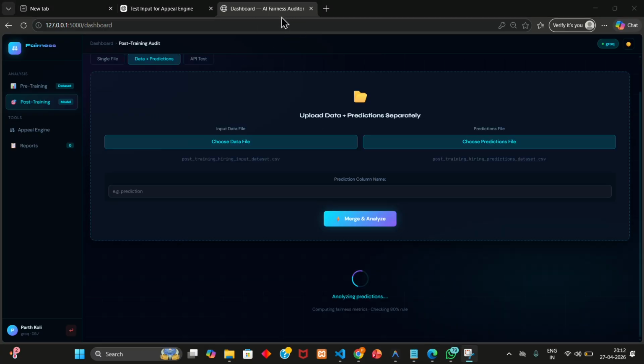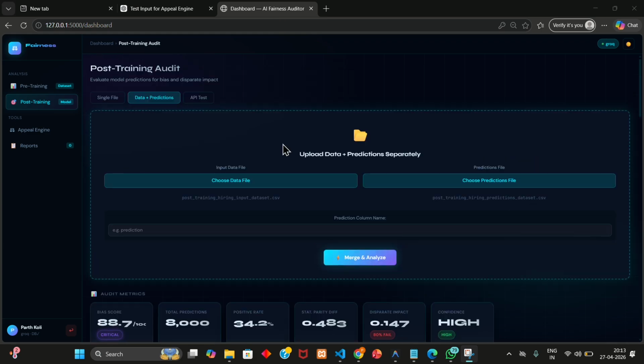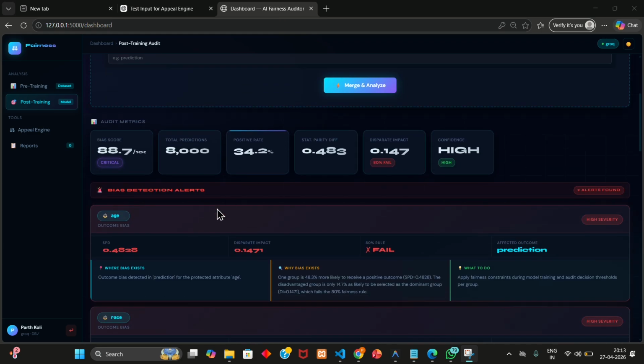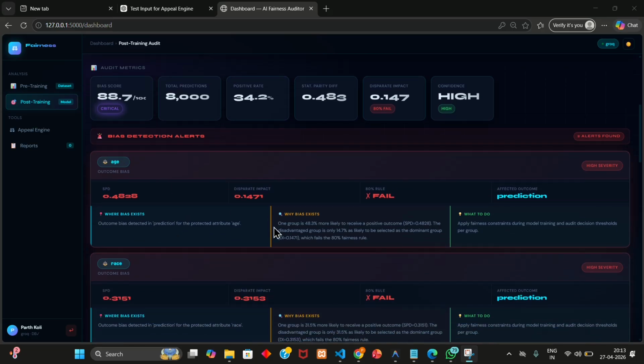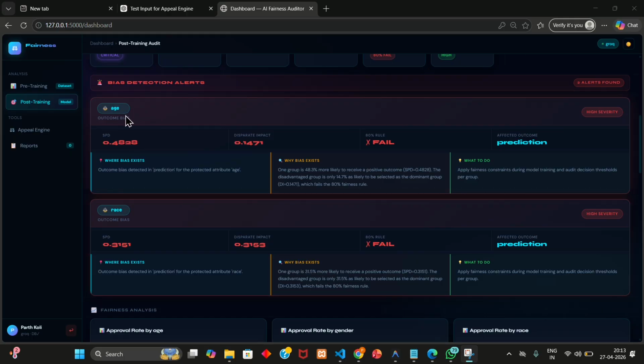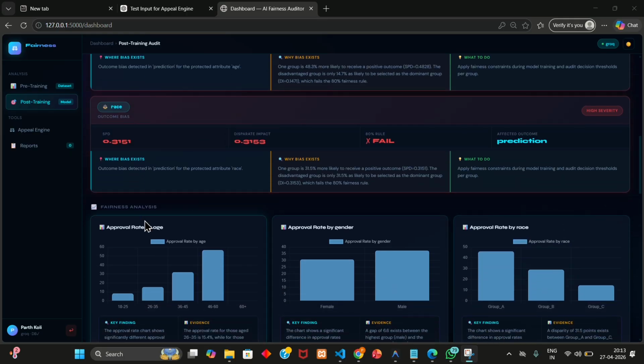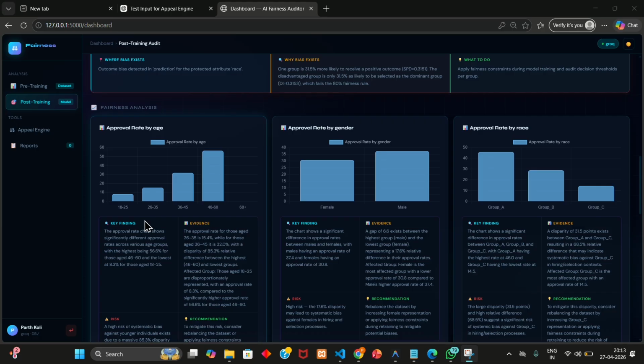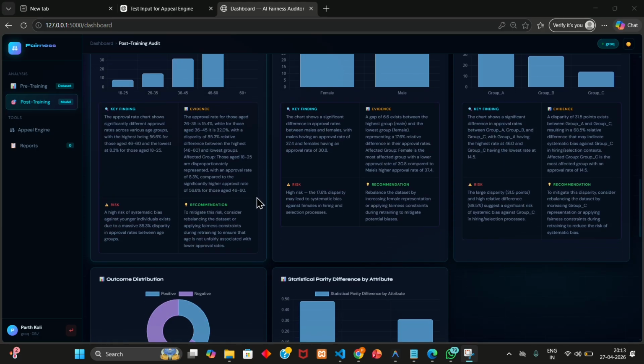This is the dataset of the model which has already been trained. So I have uploaded the input and the predictions file. This model will do the analysis on the input and the predictions and give a proper result displaying the bias. Here we can see the bias is detected, which is based on age. Where bias exists, it is properly explained, for age and race. A proper explanation is given based on the graphs.